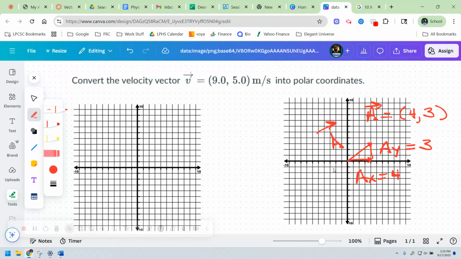Now, what is the magnitude of A, though? So the magnitude of A, because this is a right triangle, is equal to the square root of 4 squared plus 3 squared, which is going to be 16 plus 9. 16 plus 9 is 25. So the magnitude of A is really just 5. Okay?